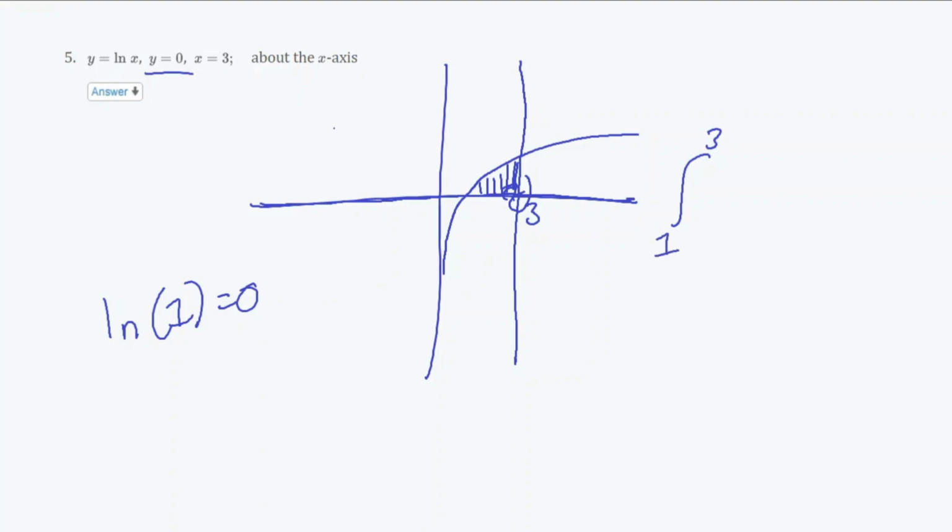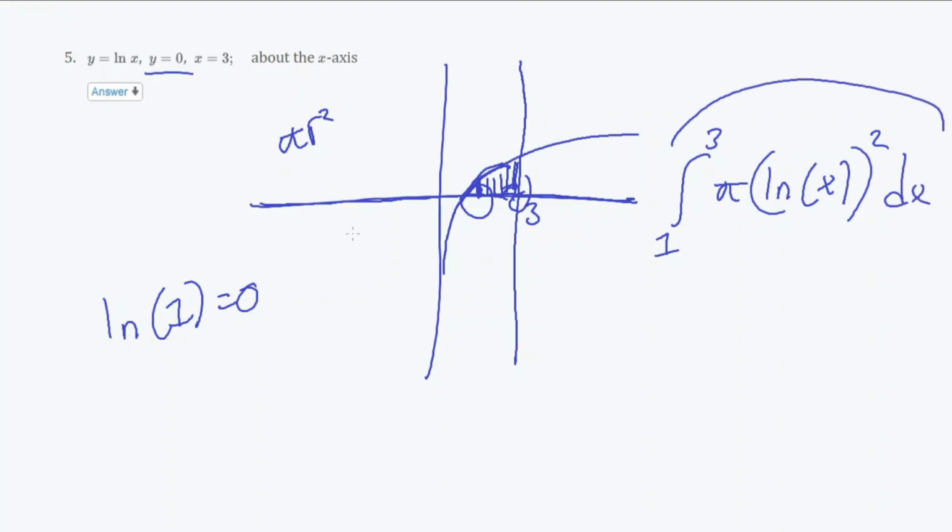And now to set it up, we use the pi r squared formula, because when we rotate this about the x-axis, essentially it's going to create a circle with the radius being the distance between the x-axis and the graph of the equation. So if we plug it in, we're going to have pi, and then the radius is going to be ln of x, let's put it in parentheses, squared, and dx. And that is how we're going to set up number 5.